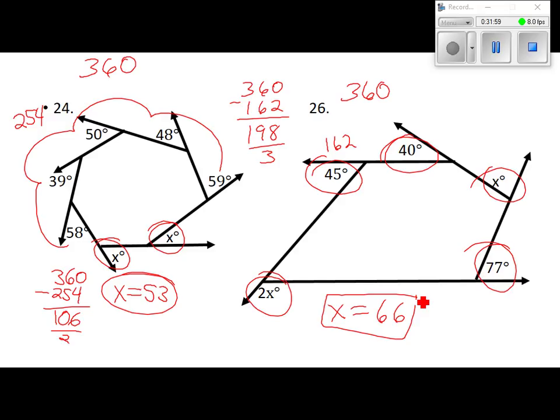If they ask us, what's the measure of this angle? They didn't ask us to this time, I don't think, but 66. How can we find the measure of this angle? 66 times 2 or 66 plus 66? 132.